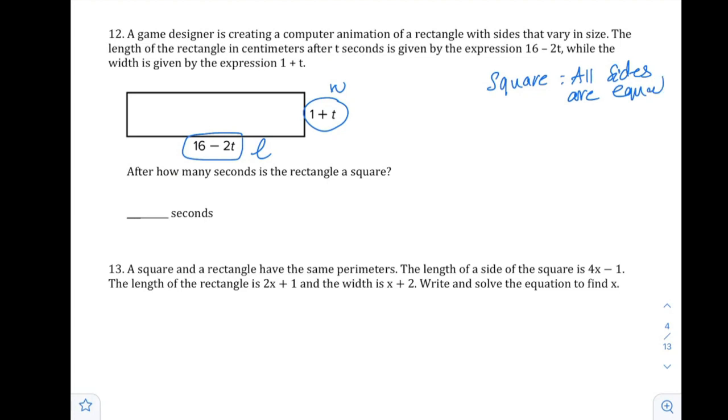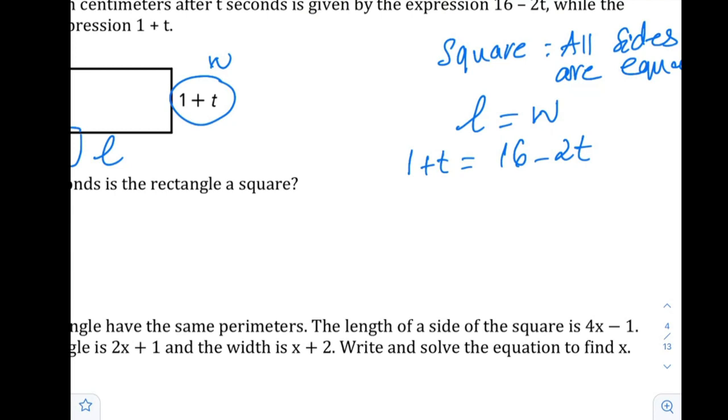They are equal in measure. So that means the length should equal the width. And that means I will make two equations equal, two dimensions equal. 1 plus t is equal to 16 minus 2t. And I will solve. You should combine like terms.